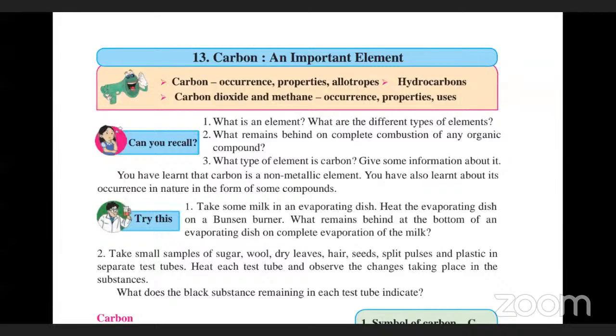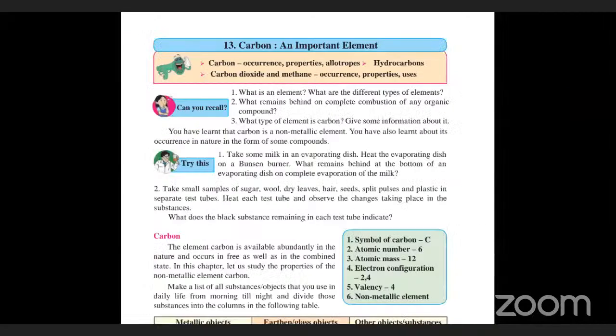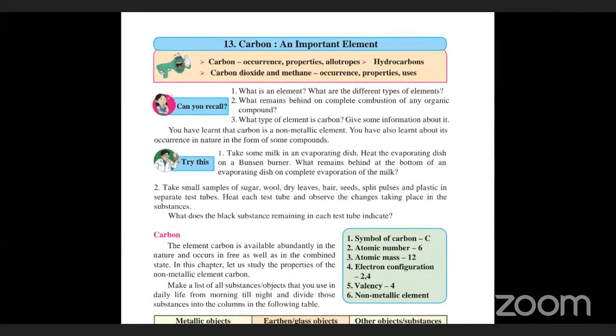In this chapter we are going to study carbon, its occurrence and various properties, and allotropes. Allotropes means different forms of carbon. Then we will study hydrocarbons, which are compounds made up of carbon and hydrogen. Then carbon dioxide and methane gas, their properties, their occurrence, and how they are used for various purposes.